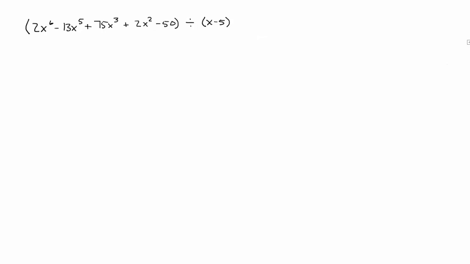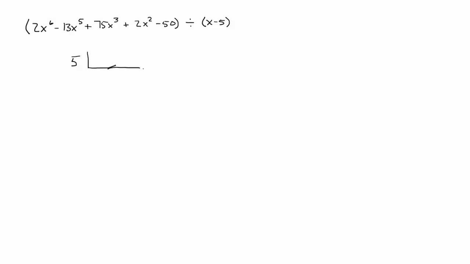And in our last example here, we have 2x to the 6th minus 13x to the 5th plus 75x cubed plus 2x squared minus 50 divided by x minus 5. And when setting this problem up, it's important to recognize that we have 2 degrees of x missing in the dividend. So there's 0x to the 4th and 0 x's. So we need to put zeros in as placeholders when we set this up. So our divisor is equal to 0 at 5.